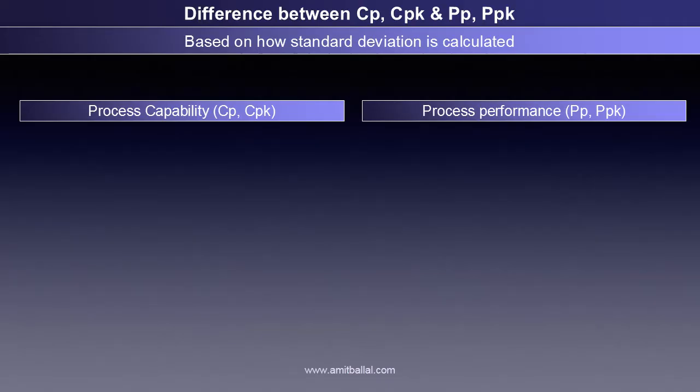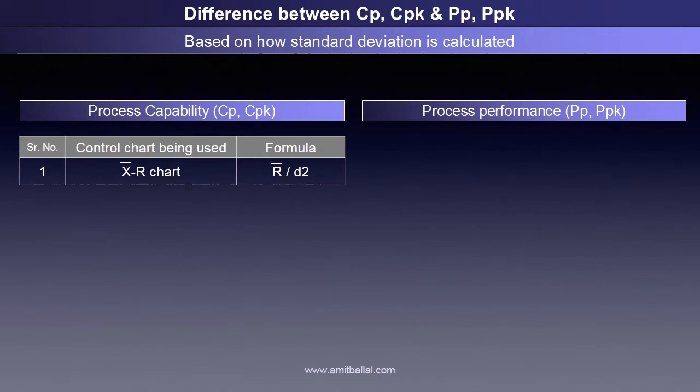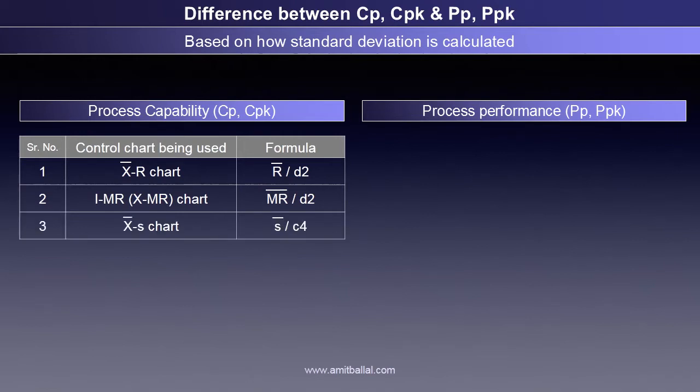Difference between these two indices. The basic difference between these two indices is how the standard deviation is calculated. For process capability, the standard deviation is calculated using the R bar by D2 formula, if X bar R control chart is used. If an IMR, that is XMR, control chart is used, it is calculated using MR bar by D2 formula. And in the case of X bar S control chart, the formula of S bar divided by C4 is used to calculate the standard deviation. This is also called as between subgroup variation.